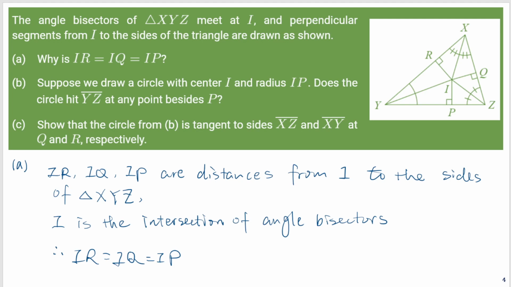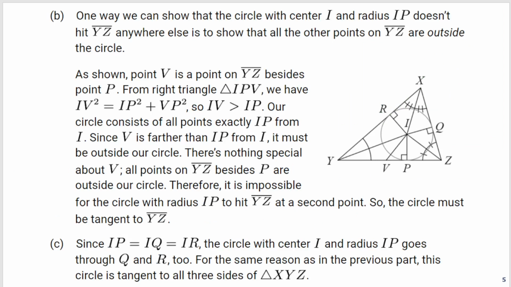Okay, the second question is a little bit complex, but we can still show that the circle with center I and radius IP doesn't hit YZ anywhere else. We can show this by showing that all other points on YZ, for example, you can choose any arbitrary point except point P, let's call this point V, are actually outside the circle.